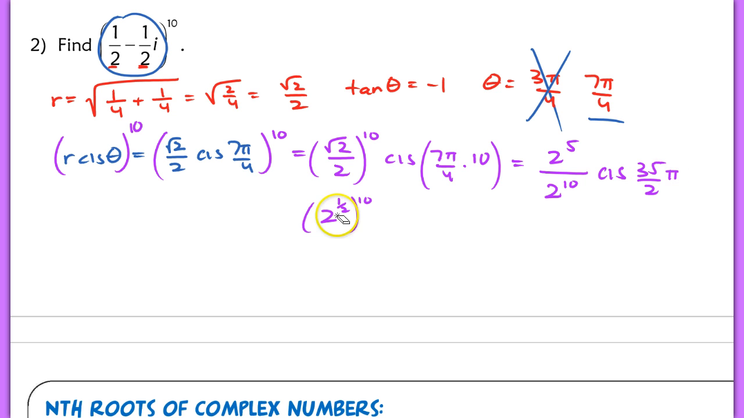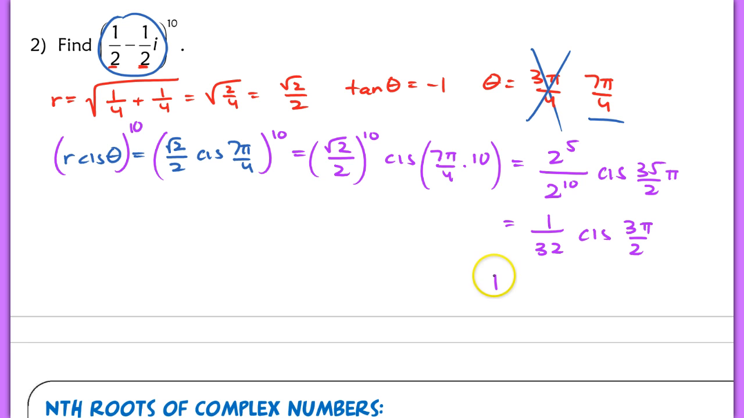All right, now we just work on evaluating a little bit further. 2 to the 5th over 2 to the 10th is the same as 1 over 2 to the 5th, or 1 over 32. And then cis of 35 pi over 2 is the same as cis of 3 pi over 2. Those are coterminal angles. So again, all you have to do is think about how many times you're going to go around one full circle, 2 pi units, and then whatever's left over will be your coterminal angle. So 3 pi over 2 and 35 pi over 2 give me the same exact cosine and sine values. And then I'll just evaluate.